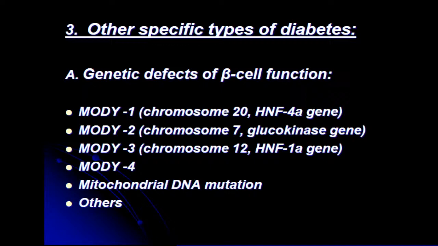Third group, other specific types of diabetes. Genetic defects of beta cell function. There are the following: MODY1 chromosome 20, MODY2 chromosome 7, MODY3 chromosome 12, MODY4 and other variants of diabetes mellitus. And the last group, gestational diabetes mellitus.